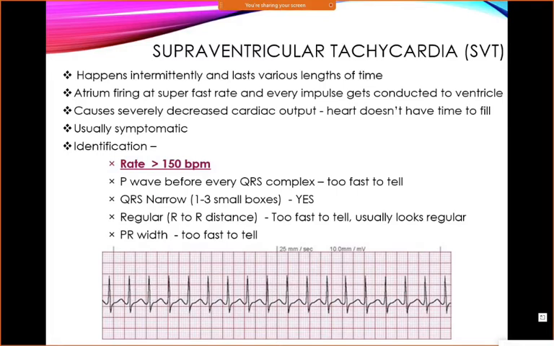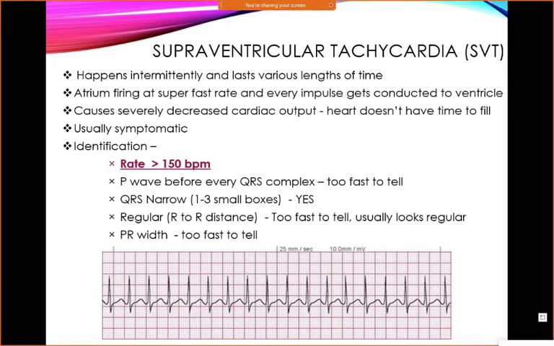Because it's so fast, usually people have a decreased cardiac output. The heart doesn't have time to fill. It's usually symptomatic. If you're not symptomatic with it and your heart rate returns to normal after you stop doing what you're doing, then it's not a concern. If this heart rate is too high while you're at rest, you have a concern. So we have a little bit of a different treatment for SVT, but we put it in the atrial arrhythmias because it uses the same electricity as the atrials, and it uses a lot of the same meds as the atrial arrhythmias. So it is an atrial rhythm.